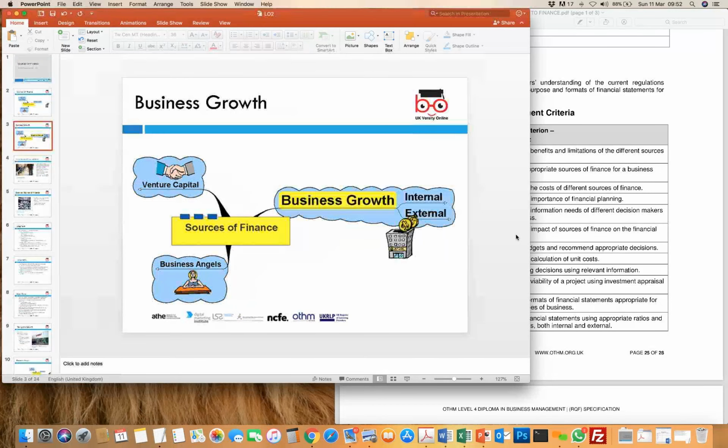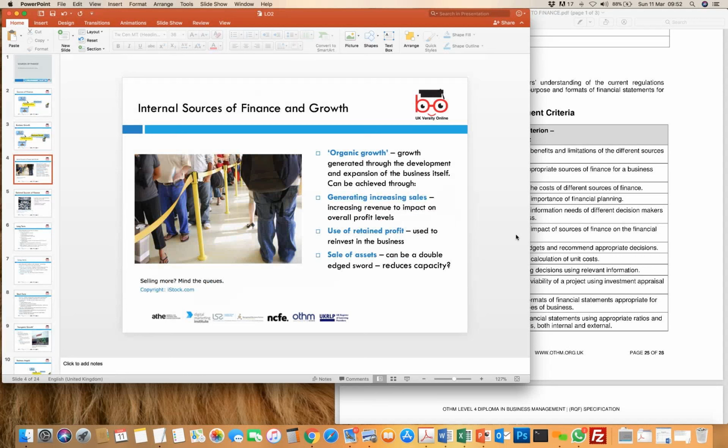But obviously, when we expand this further, we will look at how business growth in most cases typically can happen through internal and external sources of finance. And here, when we look at internal sources of finance, we basically look at funding happening for organic growth. That means growth which is generated through development and expansion of the business itself.